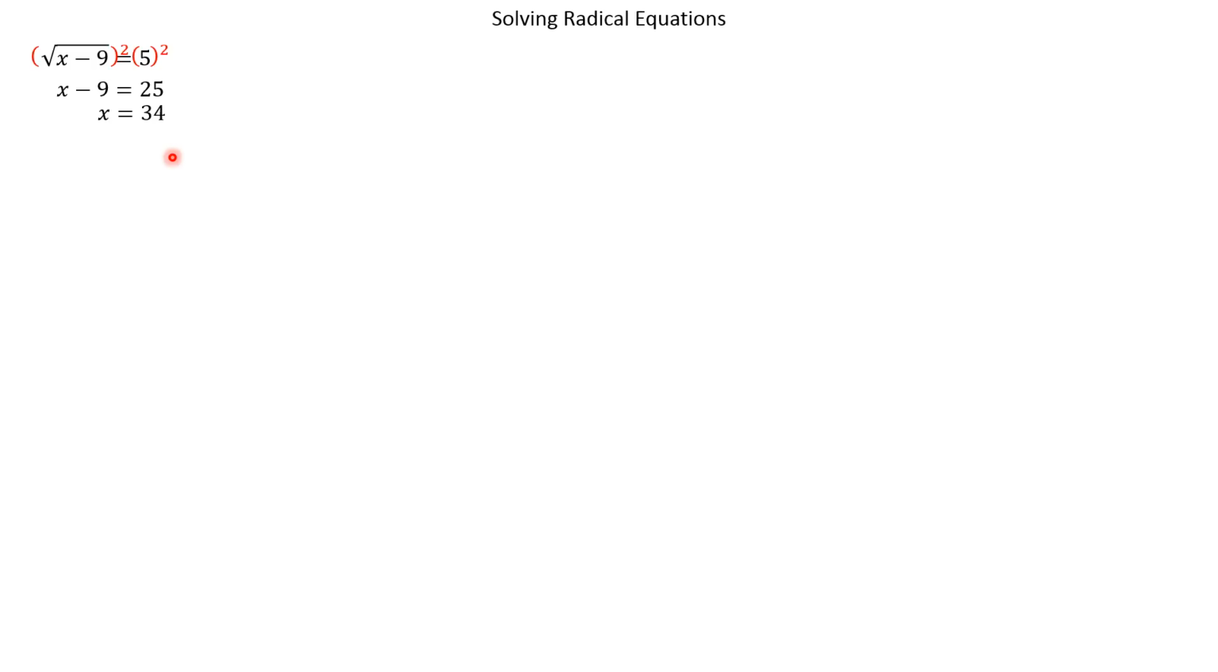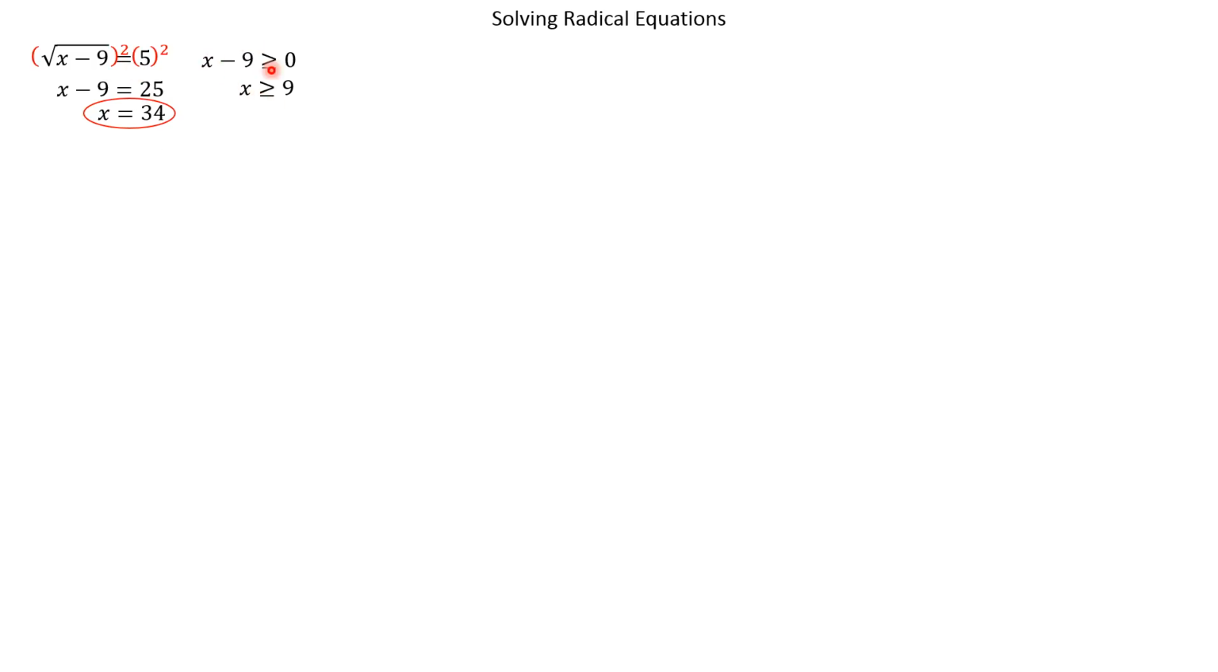We do want to check to make sure it's in the domain. Won't be an issue for these first few problems, but that is nice. X minus 9, what's underneath the square root, has to be greater than or equal to 0, which means x has to be greater than or equal to 9, and 34 is greater than or equal to 9, so x equals 34 is the answer.